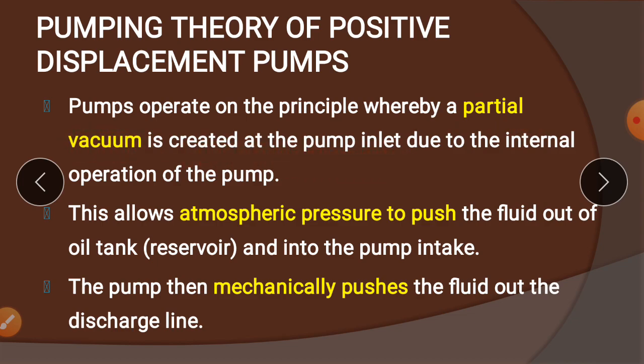The pump makes some action, such as reciprocation or rotation, and that makes the pump create a partial vacuum at that portion, due to the internal operation of the pump. This allows the atmospheric pressure to push the fluid out of the oil reservoir, from the tank to the inlet of the pump and into the pump intake. The pump then mechanically pushes the fluid out of the discharge line.